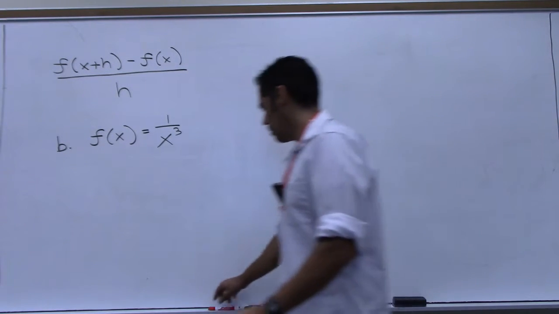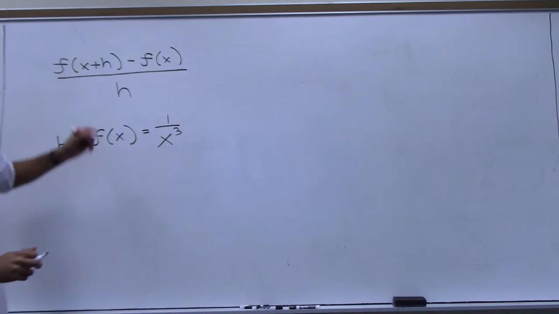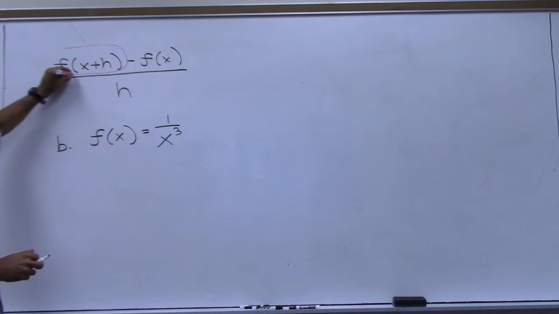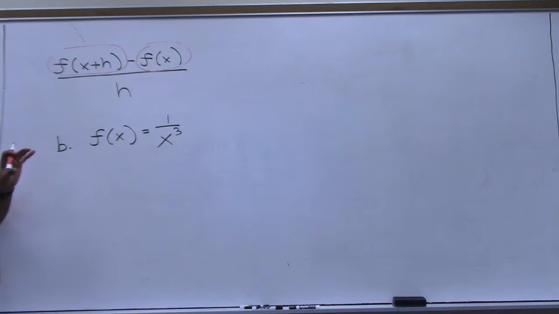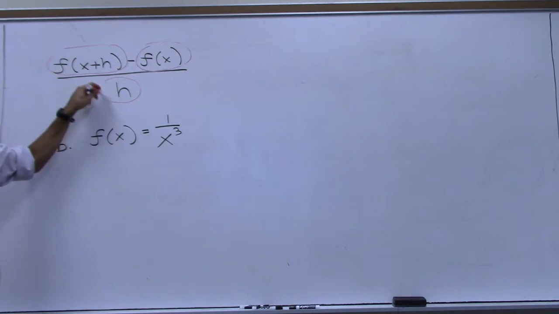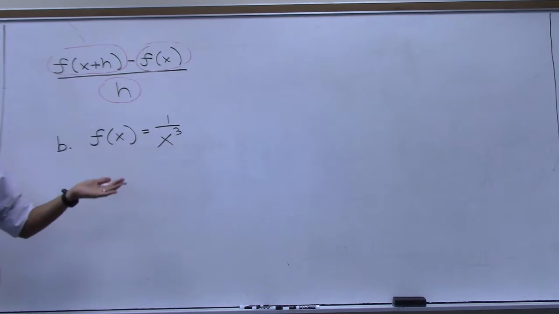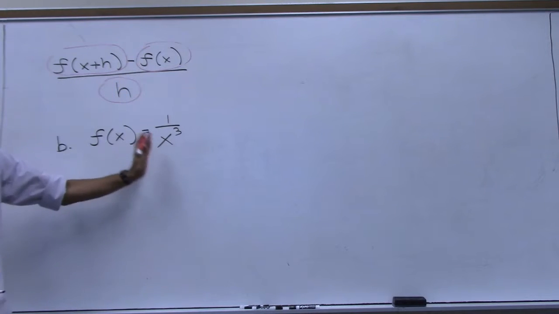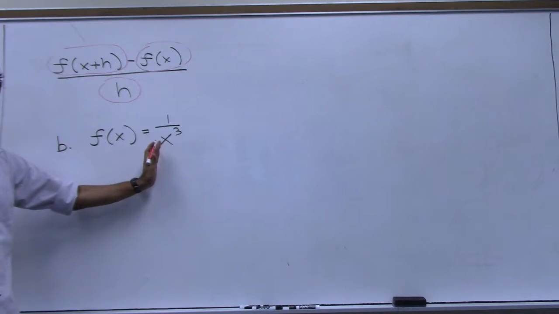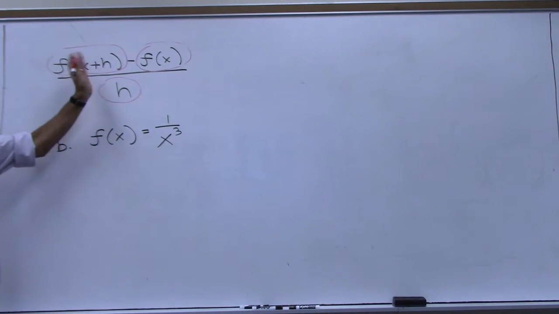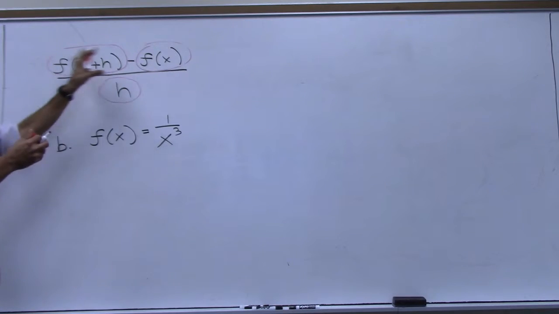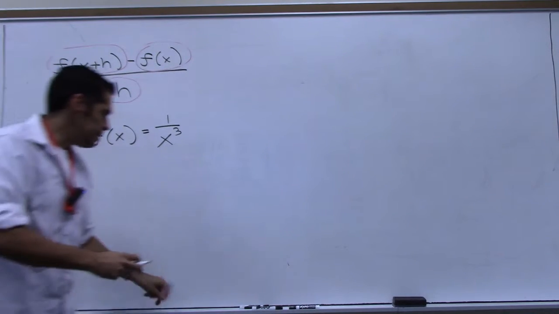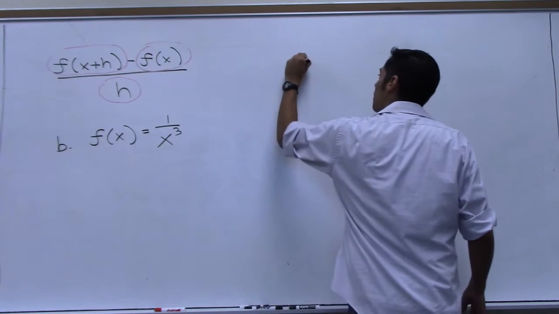So there were 3 parts to the difference quotient. I said there's the top left, the top right, and then the bottom, right? The bottom is always h, so you don't have to worry about that. The top right is always exactly the function that's given to you. The top left is the only one that requires a little bit of work. So what I'm going to do is figure out the top left first, and then I'll put this all together in this quotient. So what is f of x plus h?